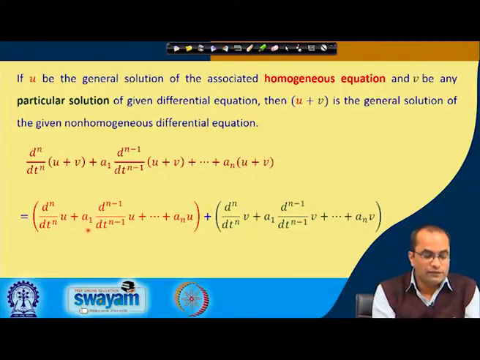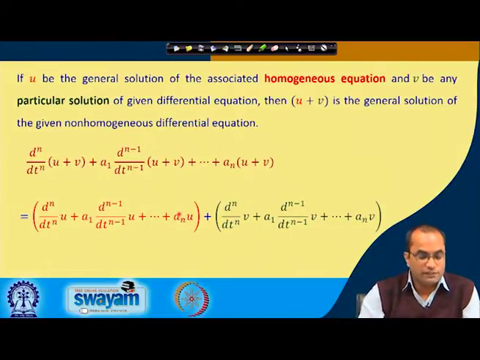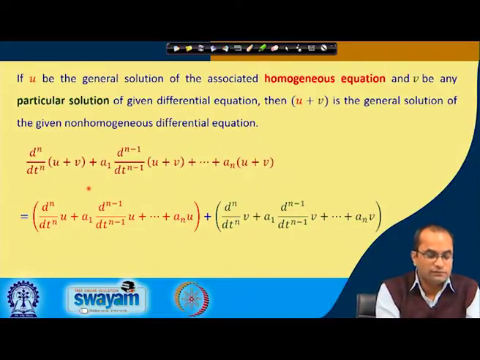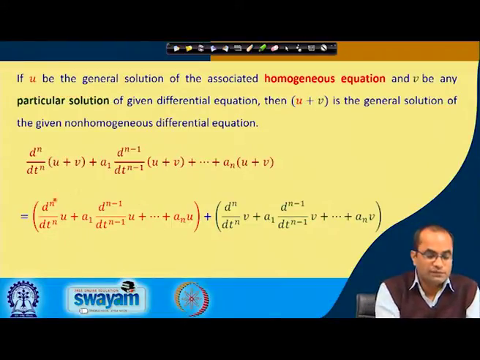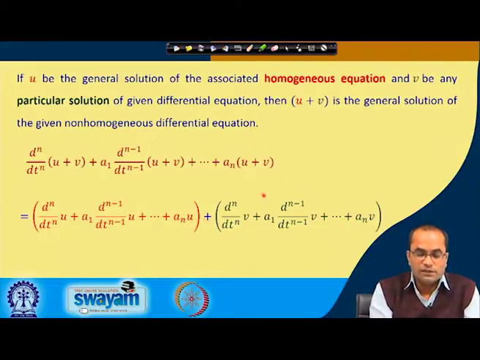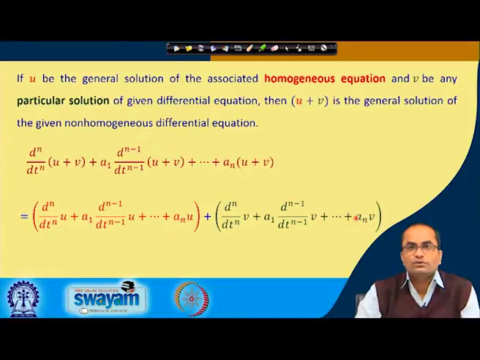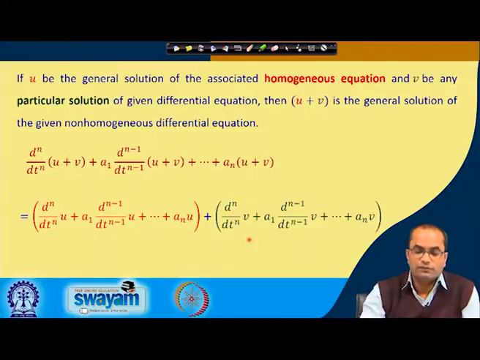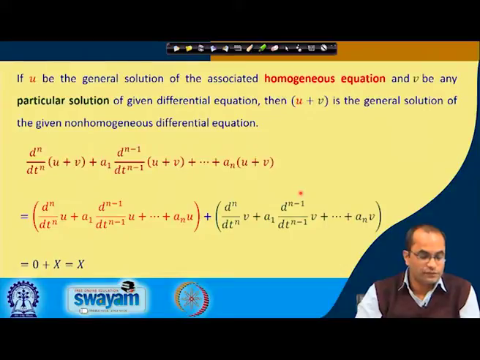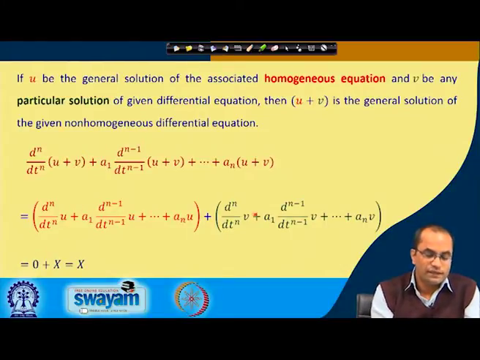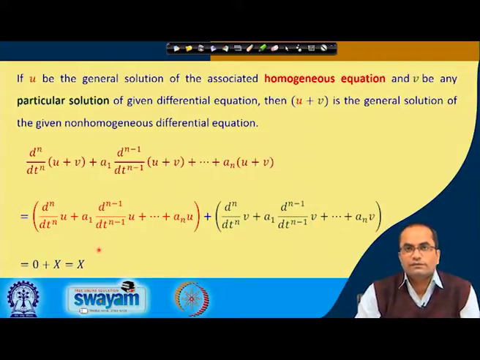Now, because u satisfies the homogeneous equation, this part will be 0, because u is the solution of the homogeneous equation. And v is a particular solution of the given non-homogeneous equation, so here we will get the right hand side, that is x, of the given differential equation. So we have 0 from one part and x from the other, and this adds up to the right hand side of the given differential equation.